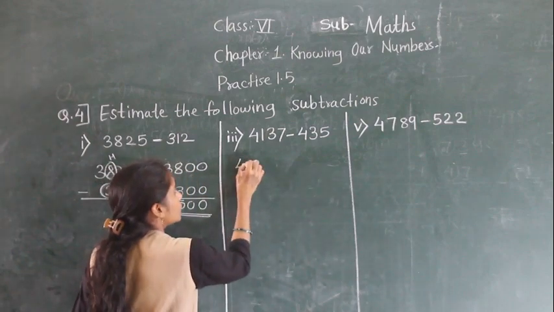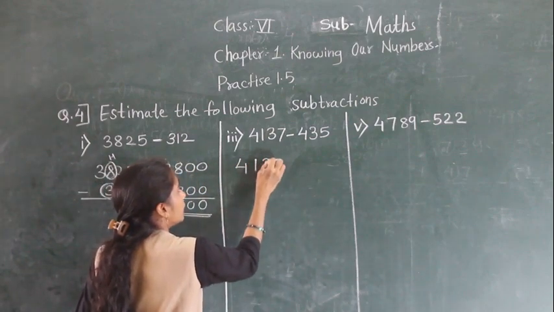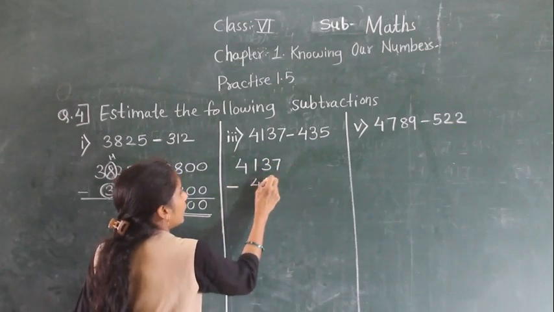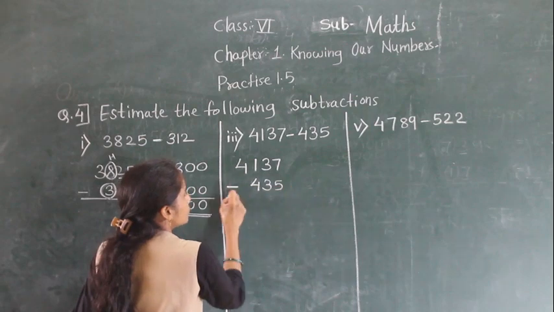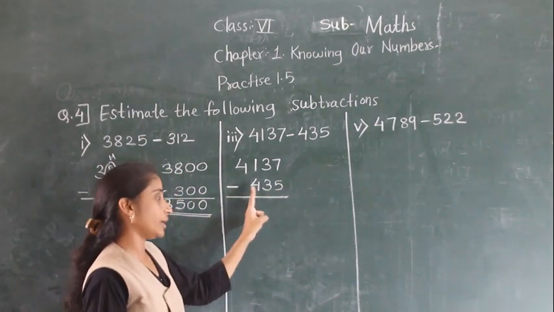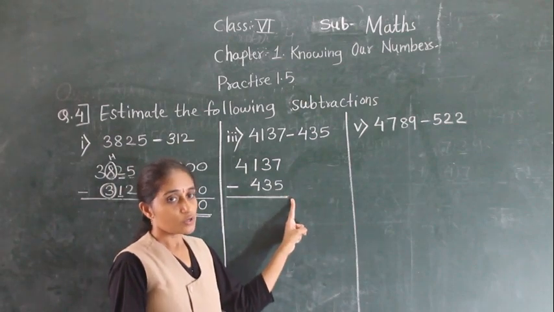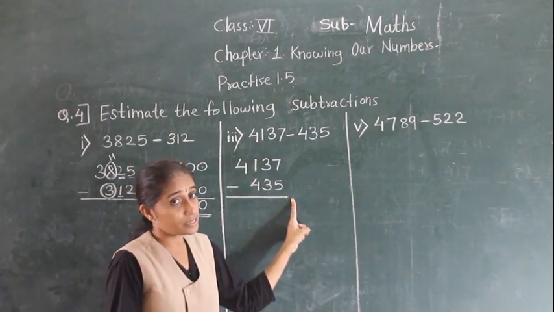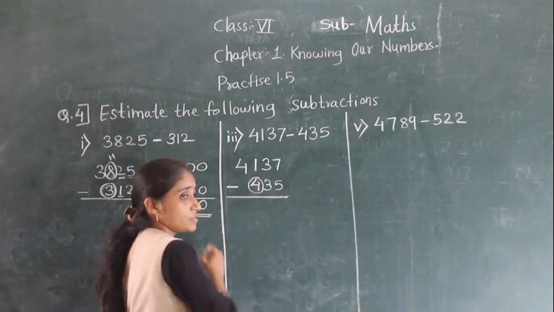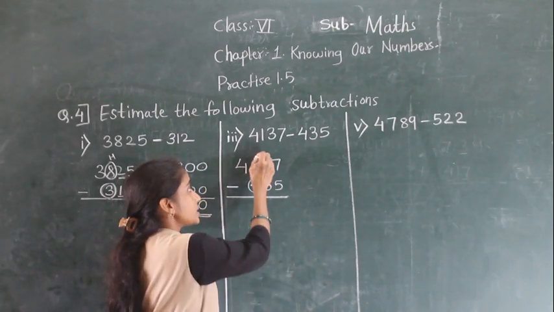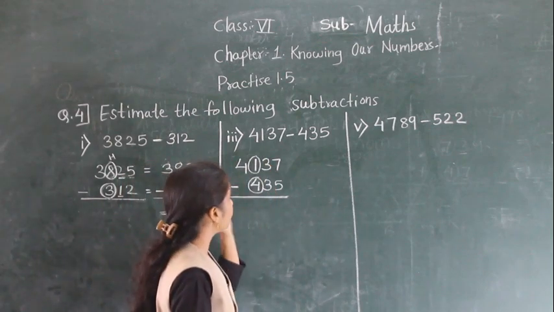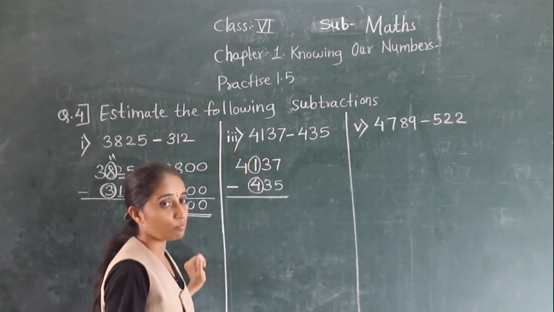Let's see question number 3. First write down the question. 4137 minus 435. So which is the smallest number in this? 435. So what is the highest place in this? Hundreds. Yes. So both the numbers hundreds place we are going to round. We are going to do the round of hundreds place of both the numbers.